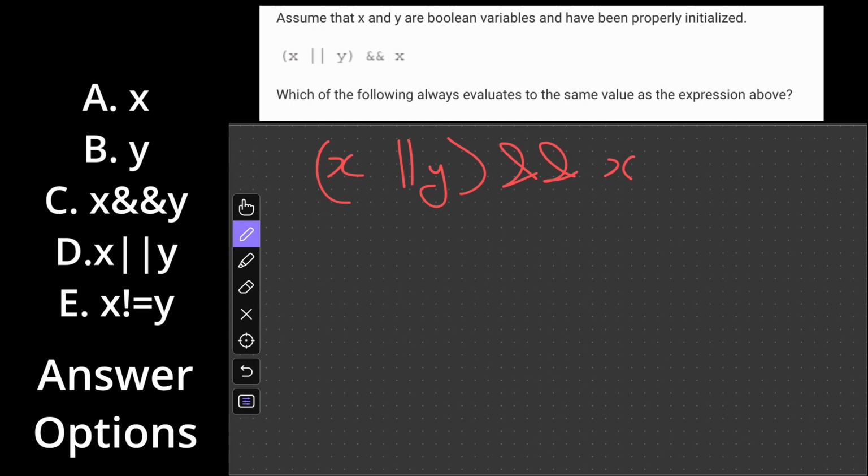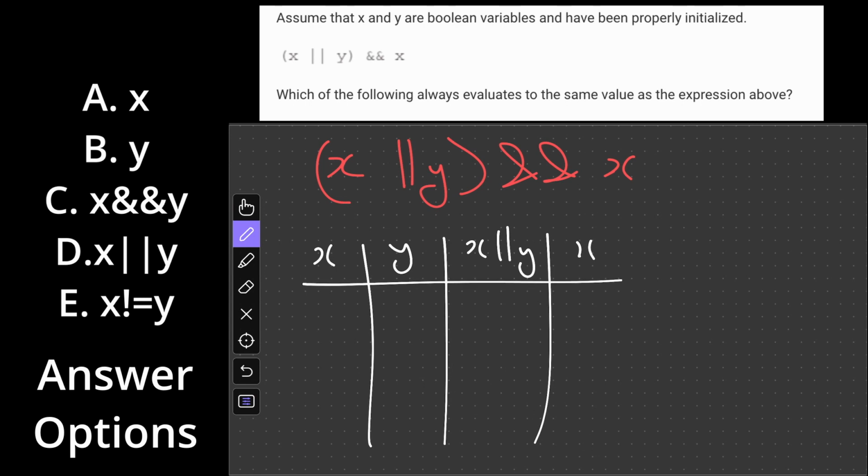So one way you could do this is make a truth table, right? We have x or y and x, so let's make a quick truth table for this. We have two variables, x and y, and we have two expressions, x or y and x. I'm also going to add a final column here to represent our final verdict for each value.